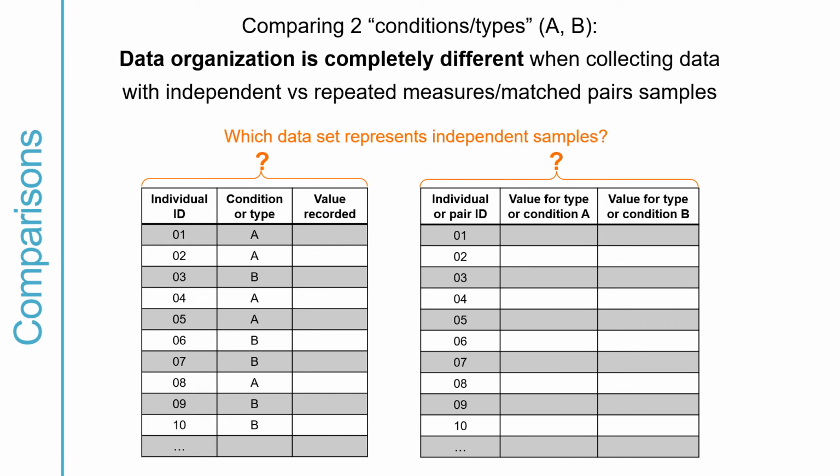Being able to identify a design as being independent samples versus matched pairs or repeated measures is very important, in part because the actual data analysis will be radically different, mathematically speaking, for those two types of designs.